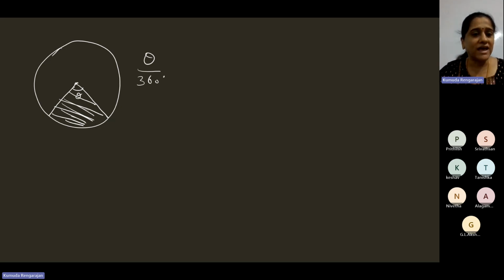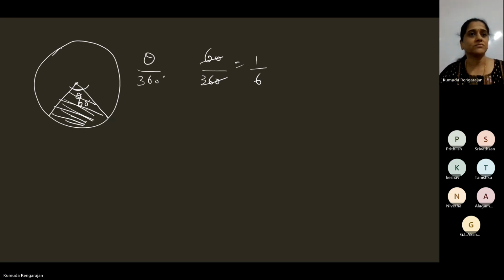Now, supposing the sector angle is, say, 60 degrees. So 60 by 360, which simplifies to 1 by 6. This sector occupies 1/6 of the area of the circle, because the complete angle around the center is 360 degrees. If this sector angle is 60 degrees, it is 60 out of 360, 1 by 6. So this sector occupies 1/6 of the area of the whole circle.